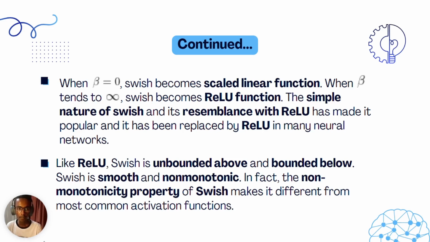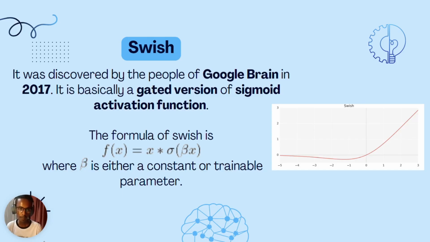So when beta has a value of 0, the Swish activation function actually acts more like a scaled linear function, because as we can see from the previous slide, we multiply the input by the sigmoid activation output. So when beta is equal to 0, the sigmoid activation function is going to output some constant value, and it's going to be multiplied by the input value again, and it's basically going to act as a scaled version of a linear function.